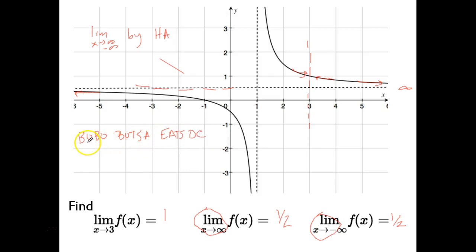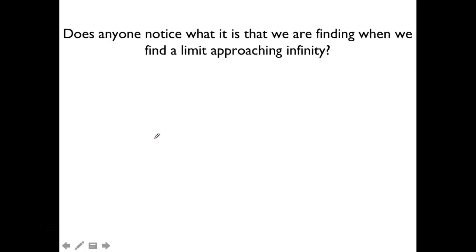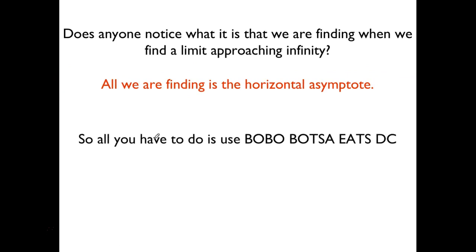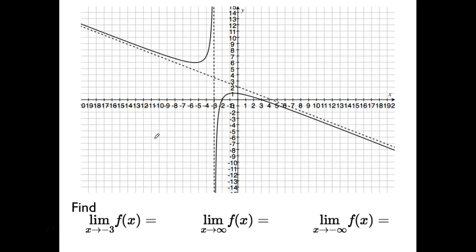Okay, and let's go over what that means again. Bigger on bottom, y equals 0. Bigger on top, slant asymptote. Exponents are the same, divide coefficients. So if you ever see a limit to infinity or negative infinity, automatically use this. And let's do a couple of these so you guys can get a refresher on it. Okay, this is what we already spoke about. We were looking at horizontal asymptotes.